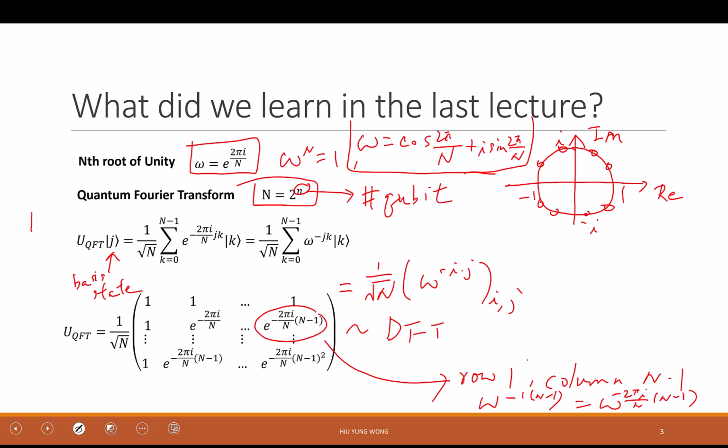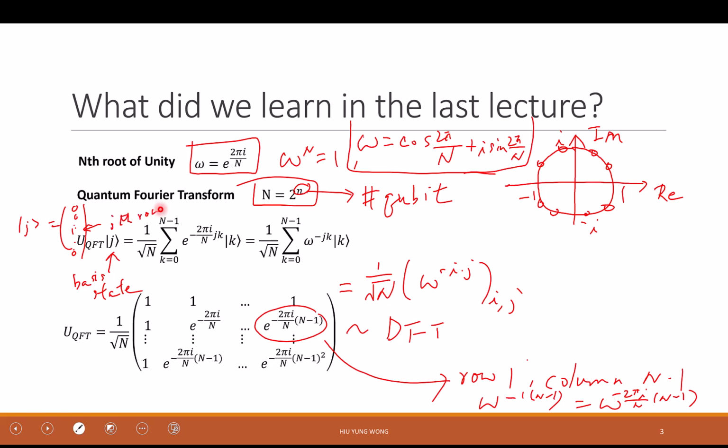This looks like, for example, 0, I should write it in column form, 0, 0, and then eventually 1, and then 0, and this is the jth row.